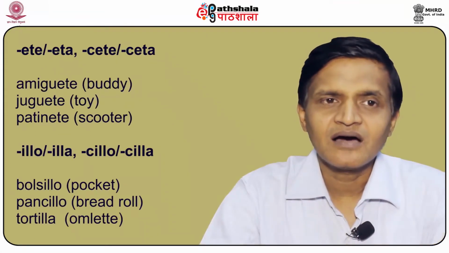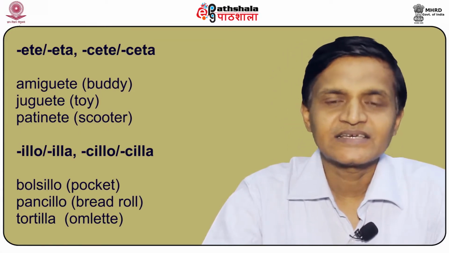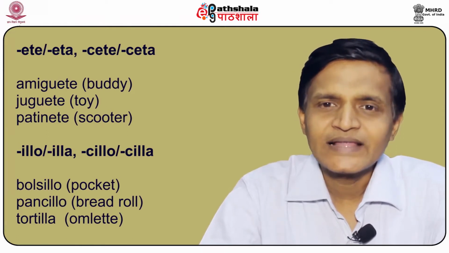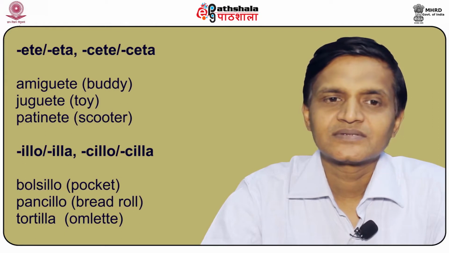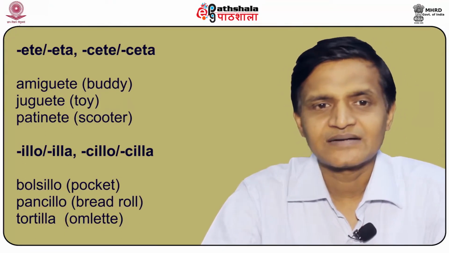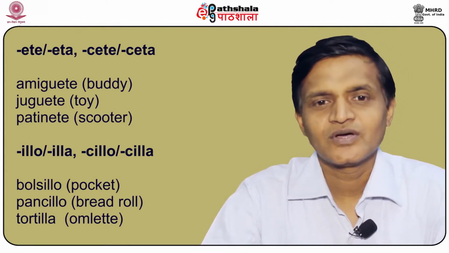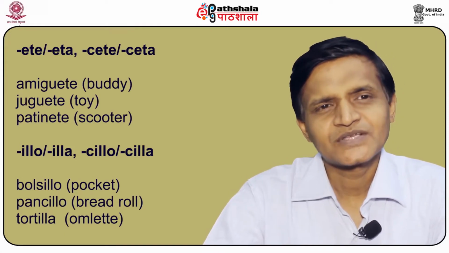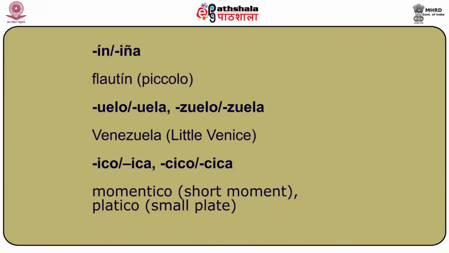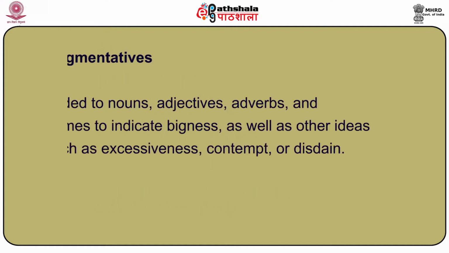Some of the other common diminutives are the following: ete or eta, sete or seta, amiguete, buddy, juguete, toy, patinete, scooter, or illo, illa, cillo, cilla, bolsillo, pocket, panecillo, bread roll, tortilla, a small little omelette. So the other endings that we can use with the diminutives are in and ina, flautín, piccolo, uelo or uela, suelo or suela. Venezuela is actually Little Venice. Ico, ica, chico, chica. Momentico, short moment. Platico, small plate.